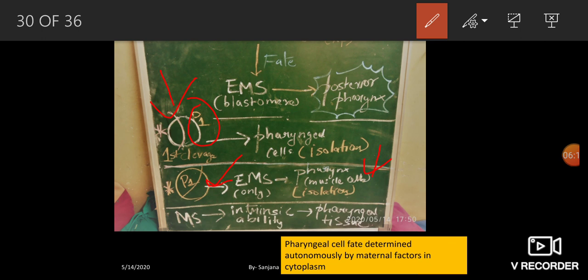And you also have the MS cells. The MS cells have the intrinsic ability to form the pharyngeal tissues.